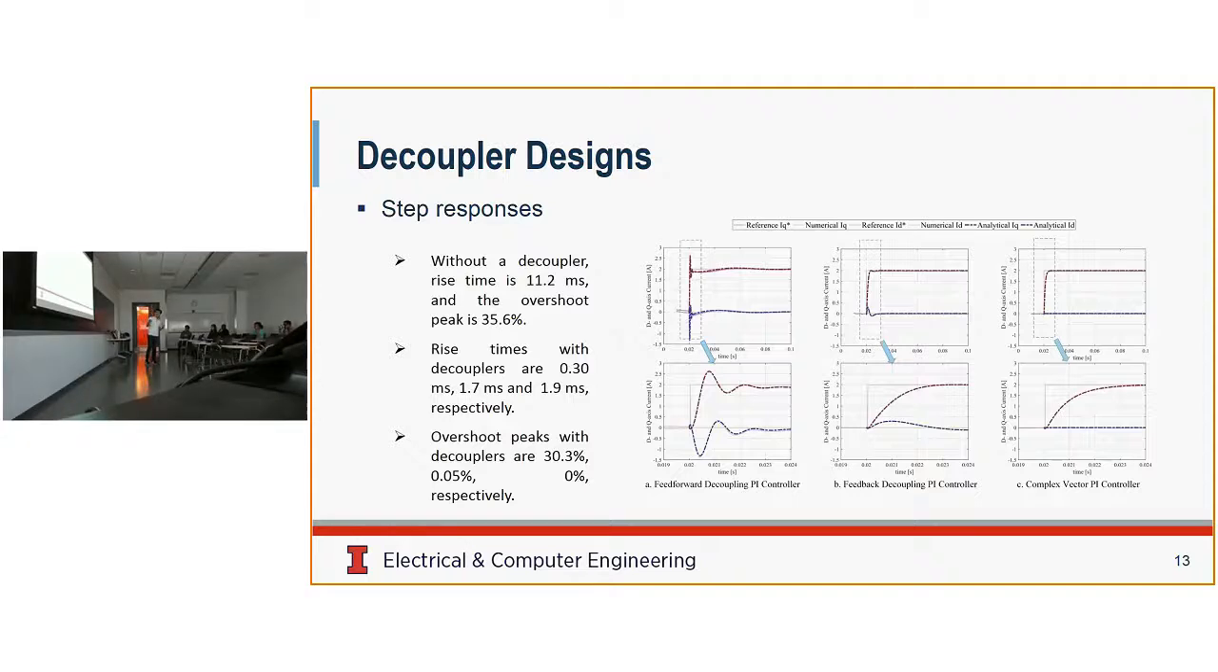For the overshoot peak, the feed-forward decoupler has a 30% overshoot, but the other two have almost minimal overshoot. So the feed-forward decoupling has the highest bandwidth, but still high overshoot. But the other two achieve similar performance to the system at zero speed.